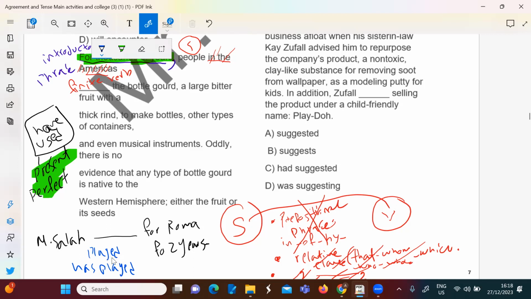Can we use the past simple? No, I think it's has played because he plays for Roma and it extended for 2 years. Yes, for 2 years. So we have here extended. Yes, for sure, use present perfect. Very good.